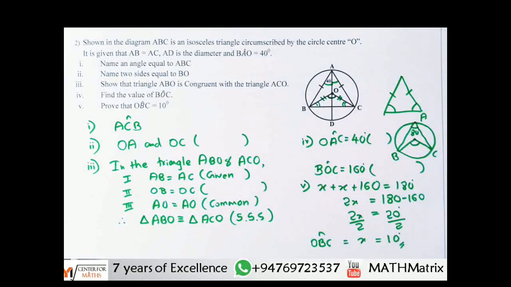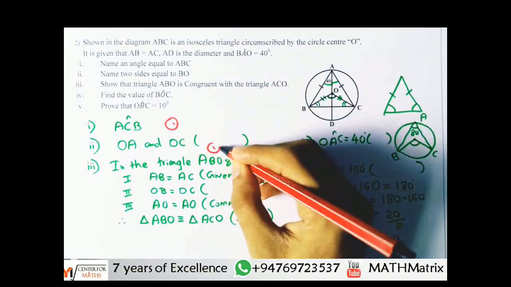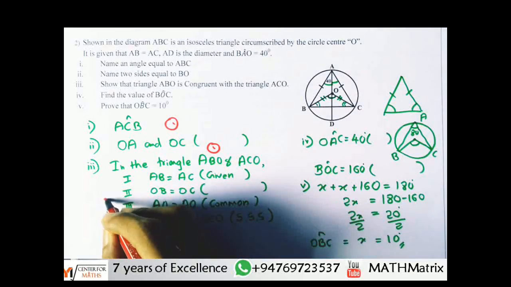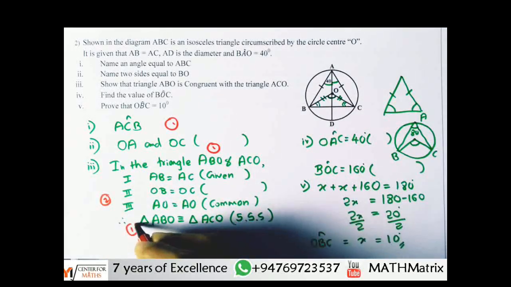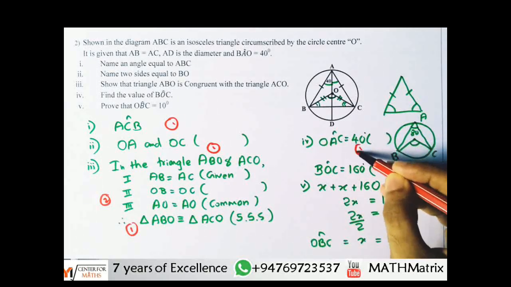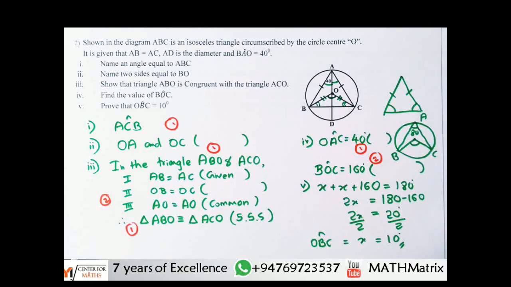That's it. And here the marks. For the first one, you can give 1 mark. For the second one, again 1 mark. And for this, for giving all 3 reasons, 2 marks. For the last proof, 1 again. And here for finding this 40 degree, you have to give 1 mark. And for 160, 2 marks. And for the last question, again 2 marks. That's it. Now we can move to the next one, the third question.